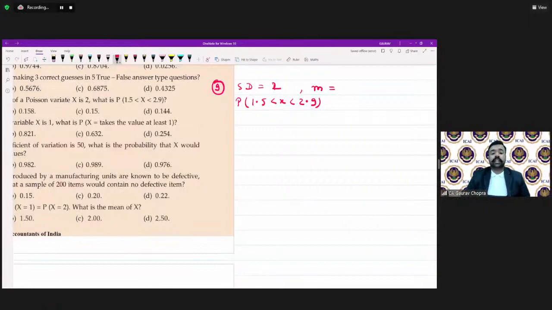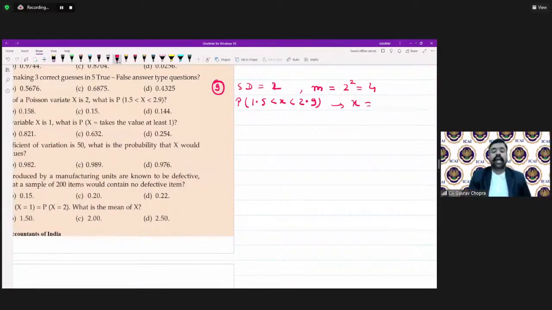So standard deviation is 2. What will be the mean? We know that the square of standard deviation is variance. So when standard deviation is 2, variance will be 4. And variance is equal to mean. So mean is basically 2 square, that is 4.